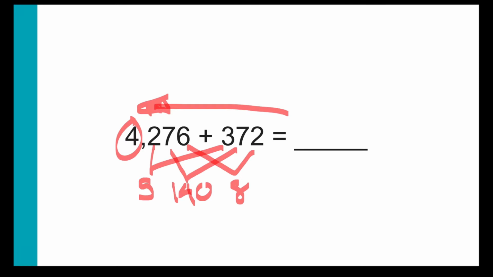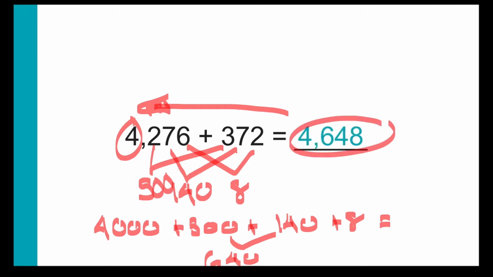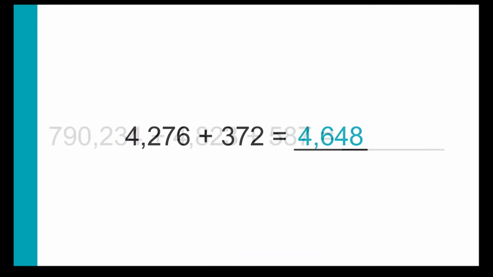And right here we are adding hundreds, so this is 500. So now you got 4,000 plus 500 plus 140 plus 8. Add these two guys together and you have 640. So now you just put these all together and you get 4,648.